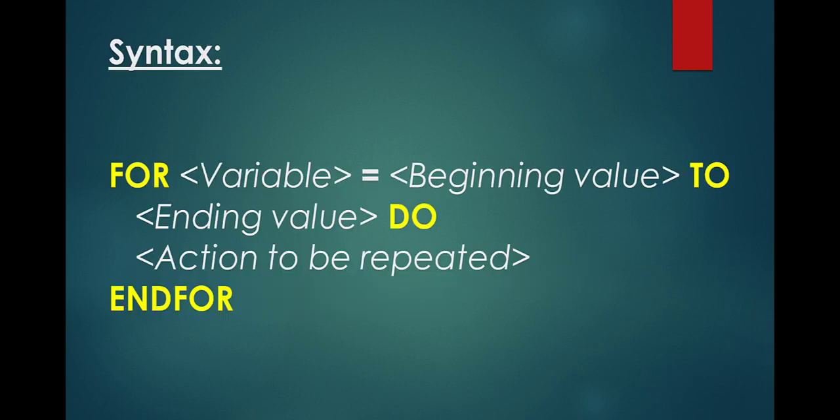It starts with for, and as you notice, I have highlighted the key terms, or the keywords, of the syntax. Some of those keywords are for, to, do, and end for. So we start our for loop with the keyword for, and we end with end for, just like when we deal with the selection structure. We start with if and we end with end if.